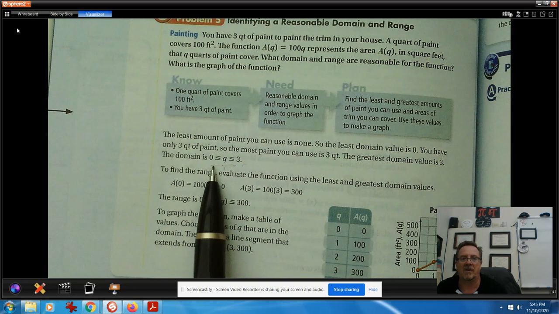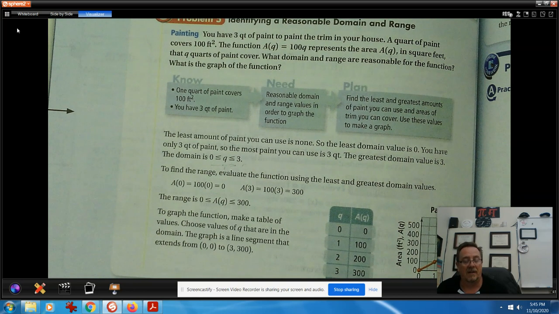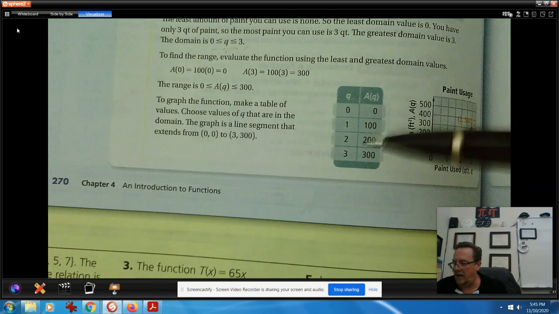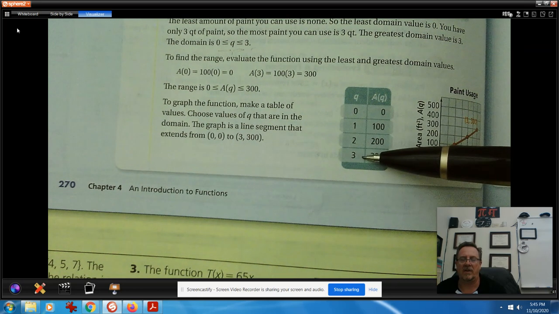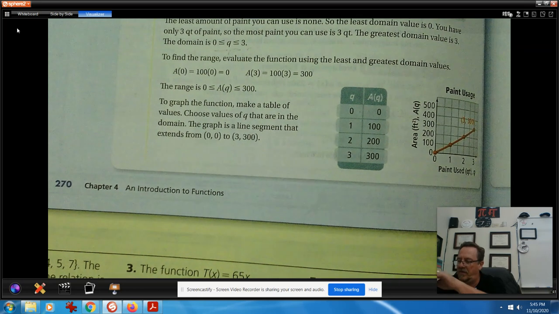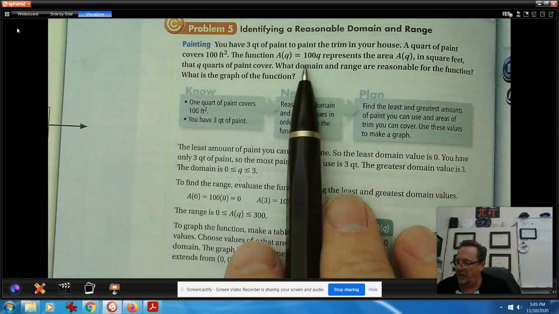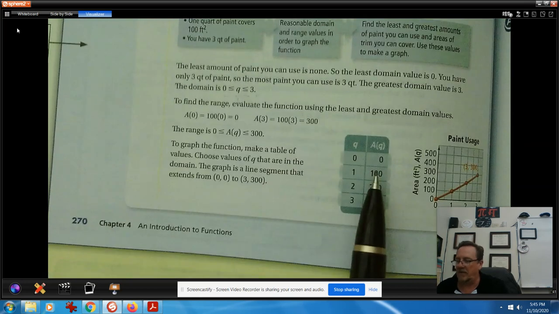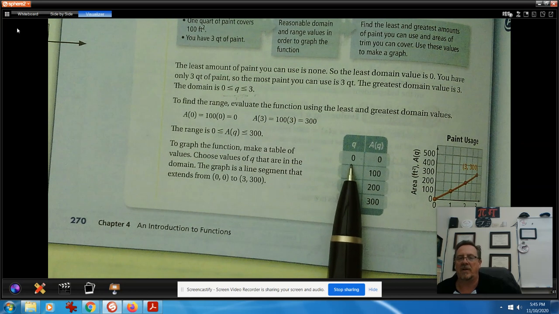So here's how we can write that. 0 is less than or equal to the number of quarts I have, which is less than or equal to 3, because 3 is the most I can use. Now, if that's the case, I'm going to do just like we did before. I can make a table. The possible input values are 0, 1, 2, or 3, right? And I was told before that the function is 100 times the number of quarts. So to find my output values, I'm just going to multiply my input values by 100.